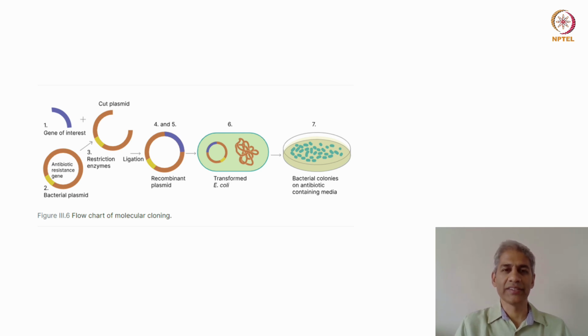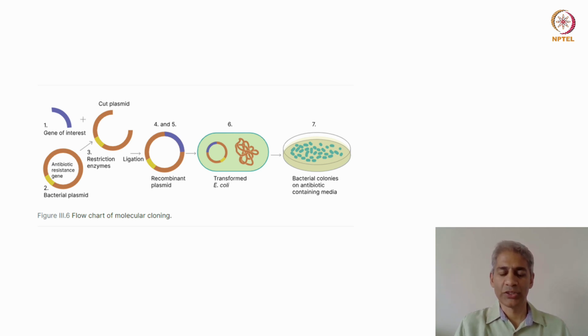Then you run a ligation reaction where you combine these two DNA molecules. And so you produce your recombinant DNA plasmid. Then you use that to transform a host. This can be E. coli or some other host. And then you try and produce more copies of your plasmid within the host. So you basically allow it to grow.